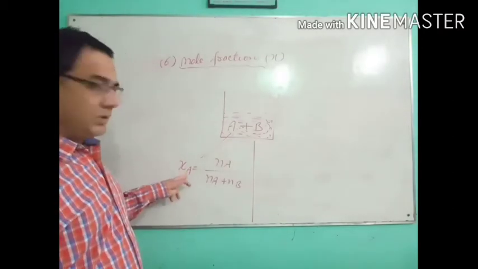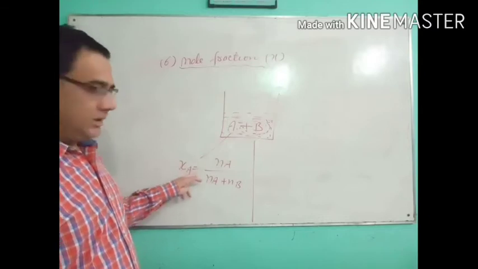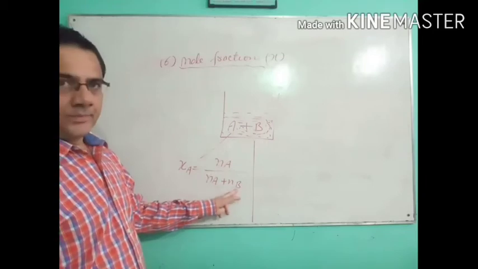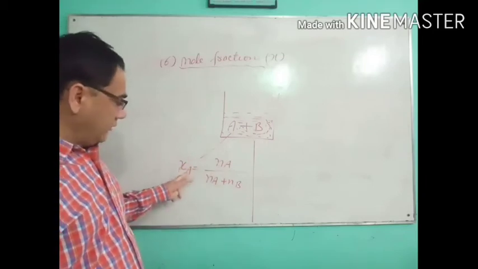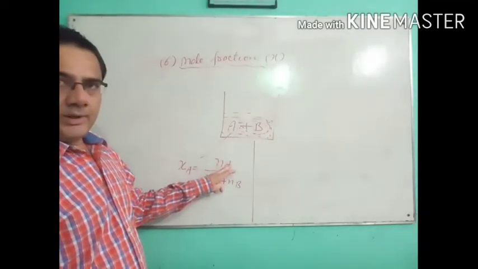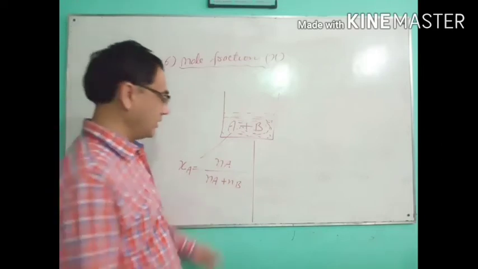So this is the overall formula to calculate the mole fraction of the component A: XA is equal to Na upon Na plus Nb. Mole fraction of the component A is equal to the number of moles of that component upon the total number of moles present in the solution.